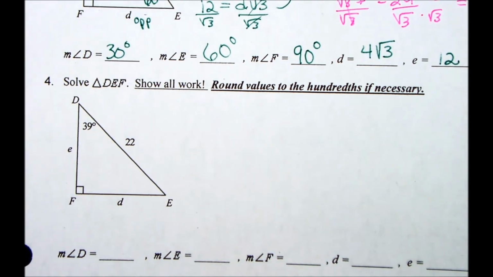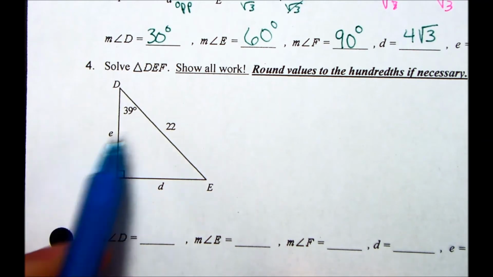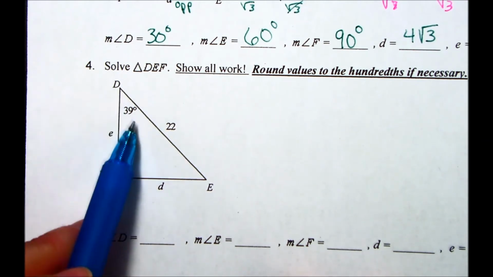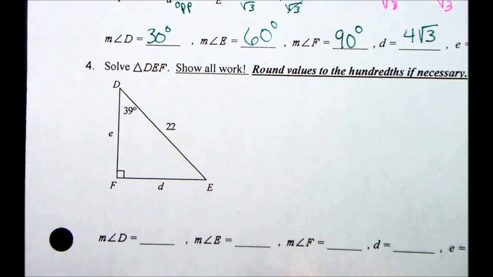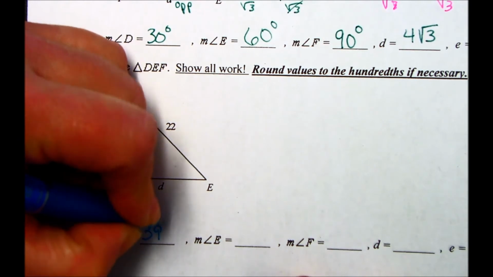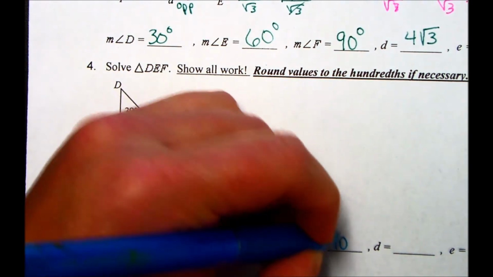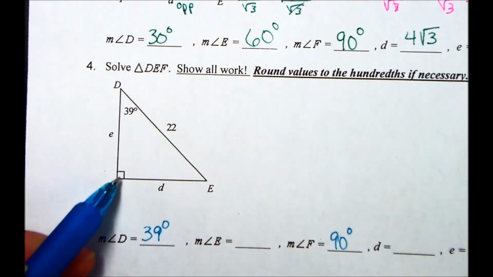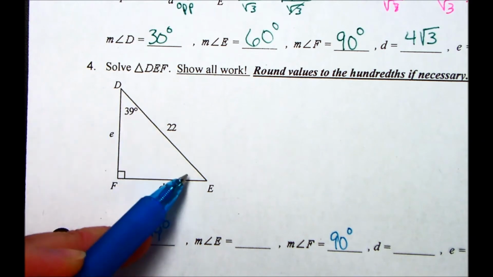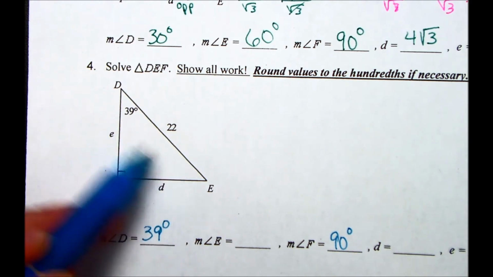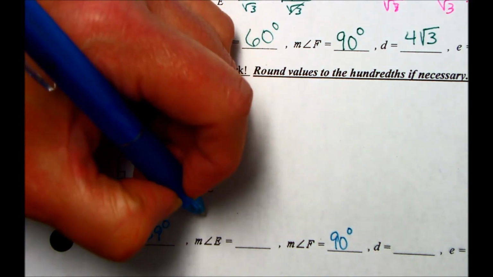Okay, so again, let's look at the given information. Your given angle D is 39 degrees, so we could fill that in. We know that angle F is the 90 degree angle, so we could plug that in. And then if this is 90, then these two here should add up to 90. So I could just take 90 minus 39.